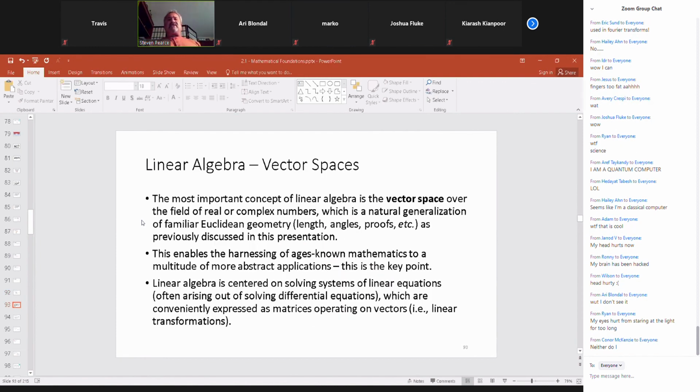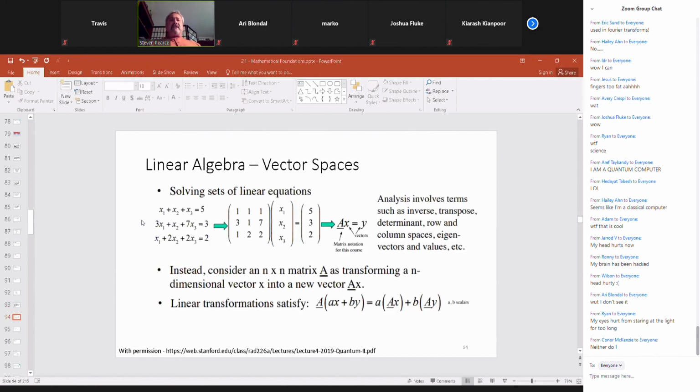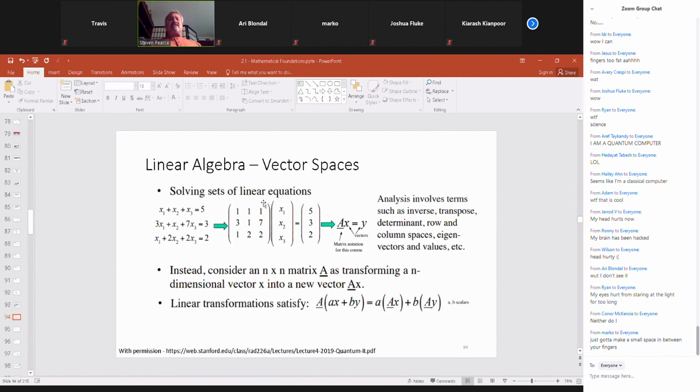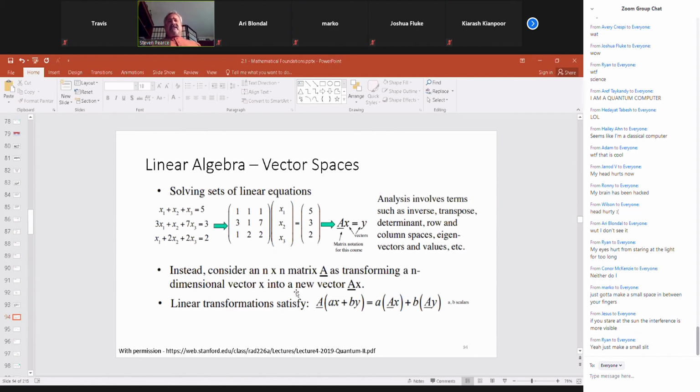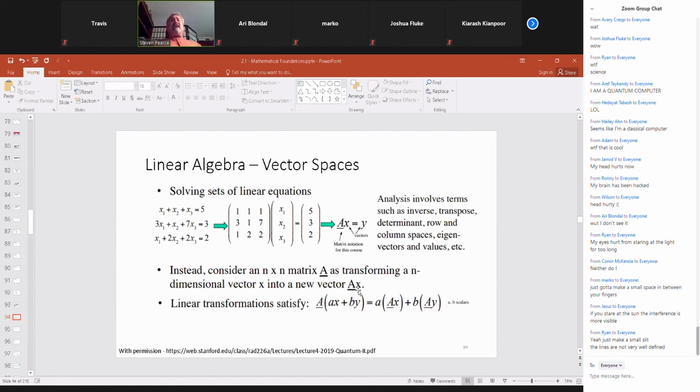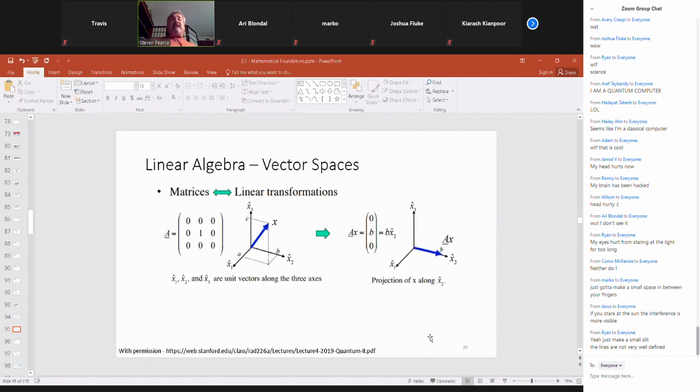So as far as vector spaces go, we've already talked about how powerful they are and why we use them. We use them to solve sets of linear equations, and you can see we can transform this into a matrix times a vector to give a solution vector. Instead of considering an n by n matrix A as transforming an n-dimensional vector X into a new vector A times X, linear transformations satisfy, of course, linearity.